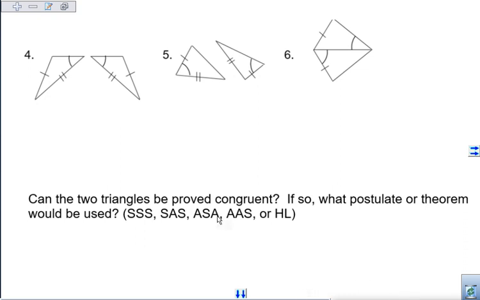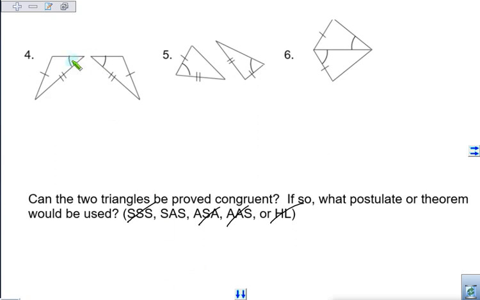Okay, then our next one, how many angles do we have marked as congruent? We have one set of angles marked as congruent. So that means I can get rid of side, side, side, angle, side, angle, angle, angle, side. Do we have a right angle? No, so we can get rid of hypotenuse leg. Now we need to look and see where that angle is.